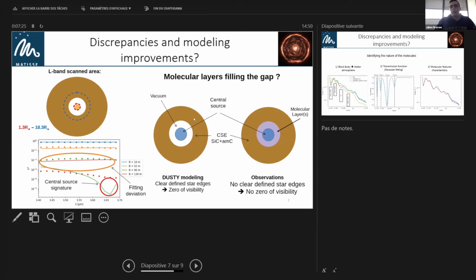So we think that there are maybe one or several molecular layers between the circumstellar envelope and the star, which will smooth, in fact, the star edges and increase the visibilities.